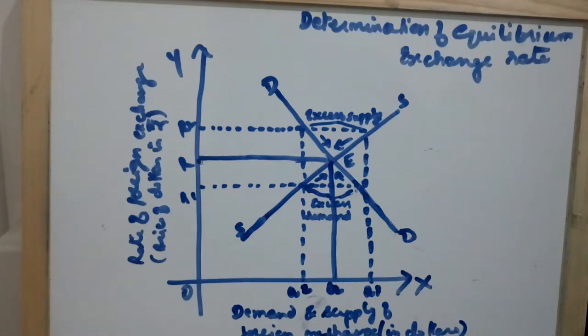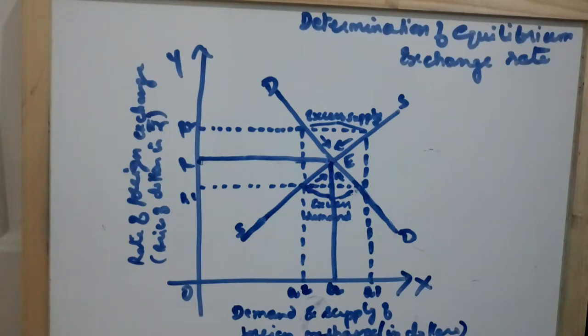You can see the demand and supply of foreign exchange is marked on x-axis and the rate of foreign exchange, that is price of dollar in terms of rupee, is marked in y-axis. DD is the demand curve which is sloping downward, and SS is a supply curve of foreign exchange which slopes upwards. Both demand and supply curves intersect at point E, that is the equilibrium point.